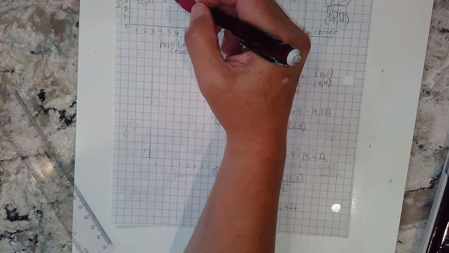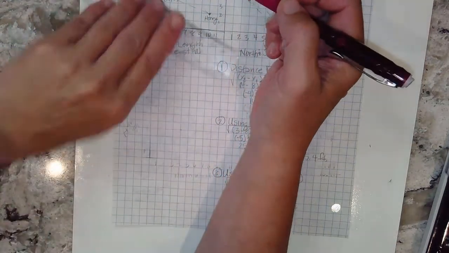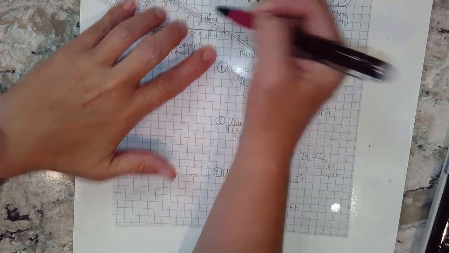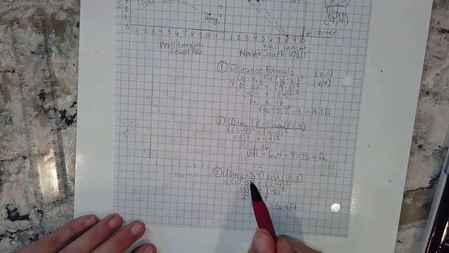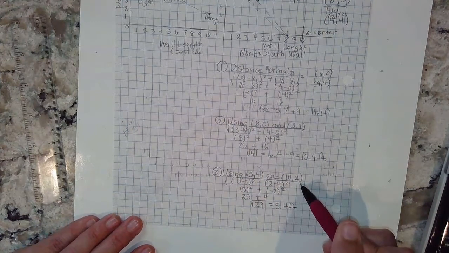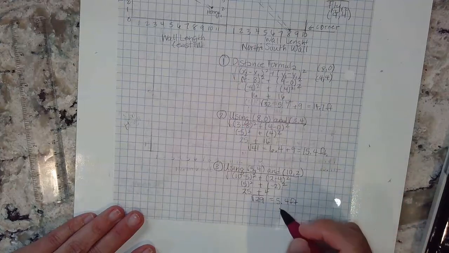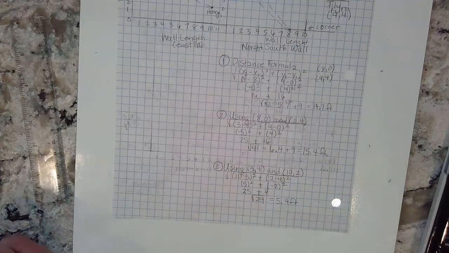So then I just made a line from here to here, though it's hard to see, and I used those coordinates. So I used the coordinates 5, 4, and 10, 2 to help me find the distance that the fly would have to fly, and it was 5.4 feet.